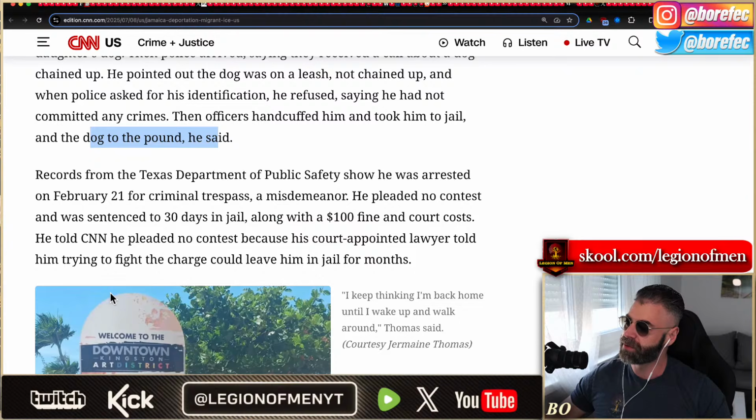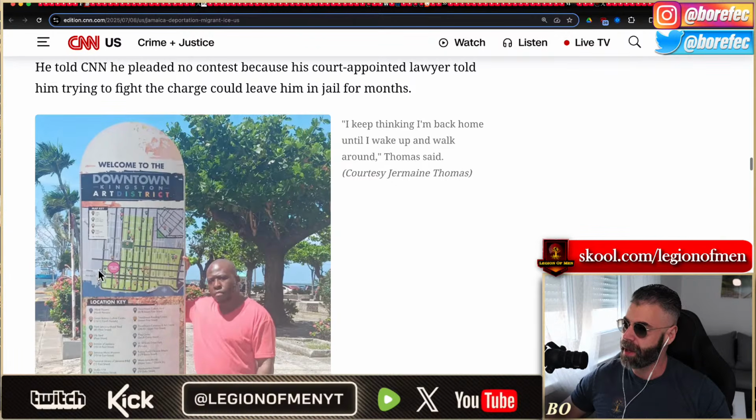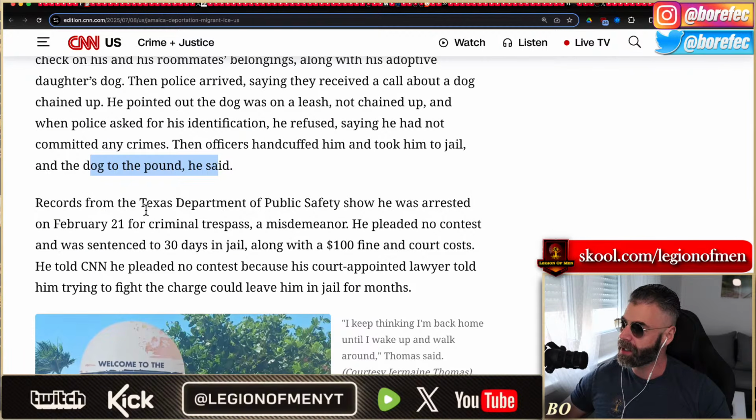Unbelievable. Free my mans, dog. Not my mans, though. He's a violent criminal. Records from the Texas Department of Public Safety show he was arrested on February 21 for criminal trespass, a misdemeanor. He pleaded no contest, got sentenced to 30 days in jail, along with a fine.